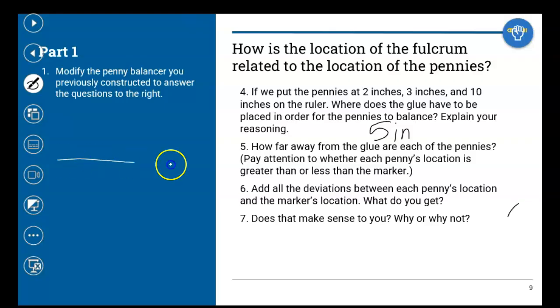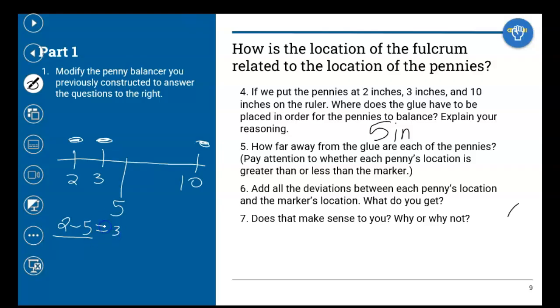Okay, here's the balance. Here's 5. Your pennies were at 2, 3, and 10, correct? Yes? Okay, so if I have pennies here, here, and here, what is 2 minus 5? 3. -3, okay? Okay, what is 3 minus 5? -2.